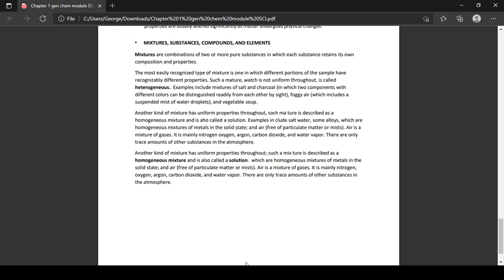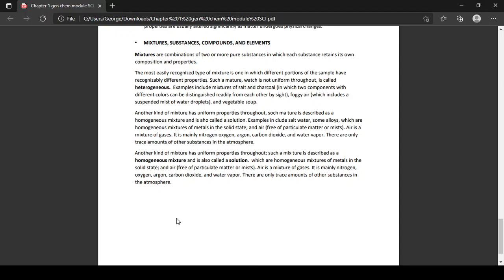So, kids, how do you know if it is heterogeneous or homogeneous? Kids, an example of this is your foggy air, which includes a suspended mist of water droplets, and your vegetable soup. Our liquid is the water droplet, and our vegetable soup is your solid substance. Therefore, it is not uniform. Again, what type of mixture is that? Heterogeneous. Heterogeneous mixtures.